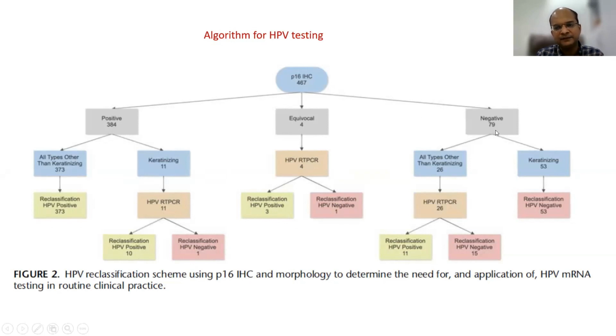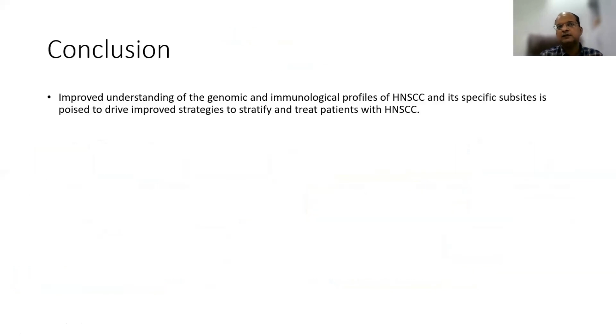If P16 is negative and the tumor is keratinizing type, we can leave it as an HPV negative tumor. But if the tumor is non-keratinizing type, then we have to do molecular testing. If molecular testing is positive, we should consider this an HPV positive tumor. In all equivocal cases, we have to do molecular testing, and if it is positive, we should consider it positive for HPV. So there's a lot of role of molecular testing in the future, and probably many drugs which are under experiment or trial may come into clinical practice.